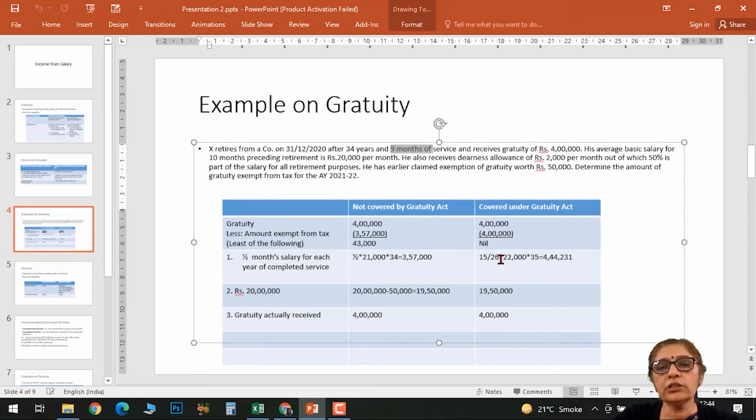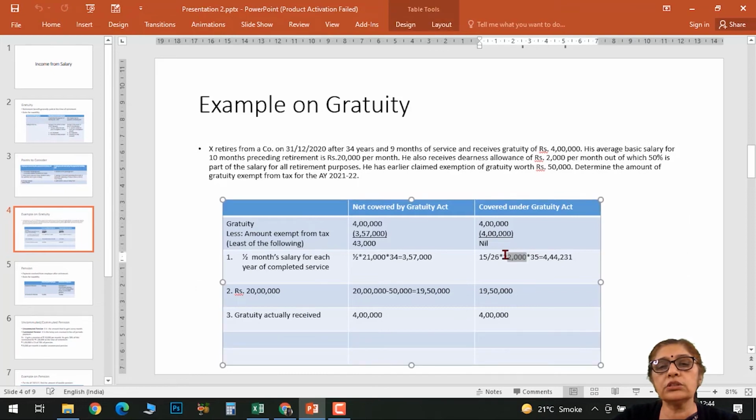And if you're covered under the Gratuity Act, your salary includes DA. Whether DA is a part of salary or not, it shall always be considered. So 20 plus 2, we have 22,000 for 1 month, and 15 days would be 22,000 into 15 by 26. And total years of service would be 34 years, 9 months, more than 6 months considered as 1 year. So we have 35. So see how we are differing just by virtue of whether we are or are not covered by the Payment of Gratuity Act.